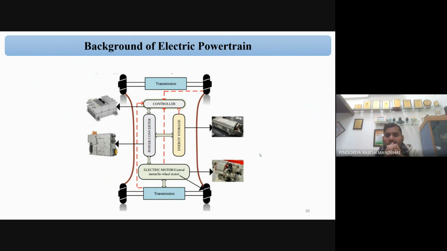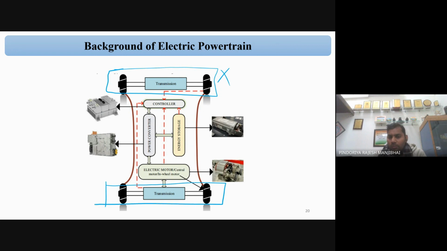So, background on the electric powertrain. As electrical engineers, we need not think about the mechanical part. We just have to think about the power electronics converter. Our role is the controller, the energy storage system, the power converter, and the electric motor.